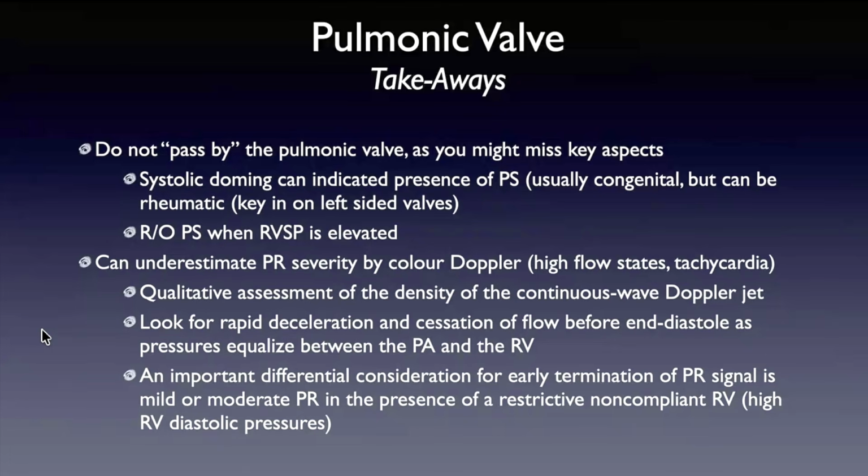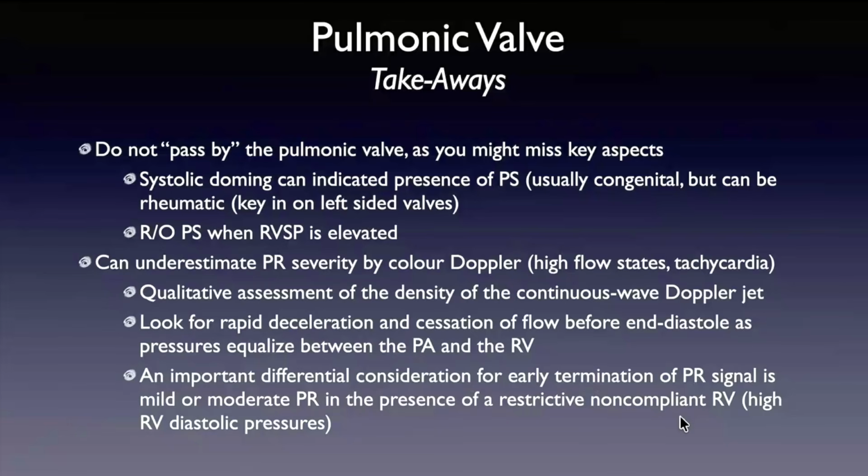For pulmonary regurgitation, just be aware that color Doppler can be challenging in high flow states or in tachycardic states. You want to look at qualitative assessment of the density of the CW jet to go along with your color Doppler. Look for that rapid deceleration, that cessation of flow before end diastole as pressures equalize, and that caveat I mentioned before. Just remember that if the RV is dilated, non-compliant, and you think RV diastolic pressure is elevated, you can still see that early termination of that PR signal.